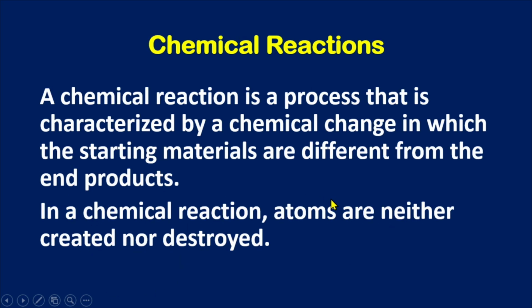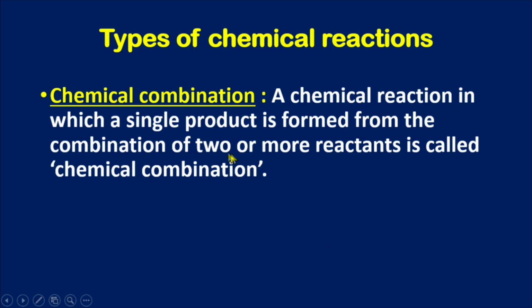Children, now let us see chemical reactions. A chemical reaction is a process that is characterized by a chemical change in which the starting materials are different from the end products, that is, reactants are different from products. In a chemical reaction, atoms are neither created nor destroyed. Some different types of chemical reactions children.